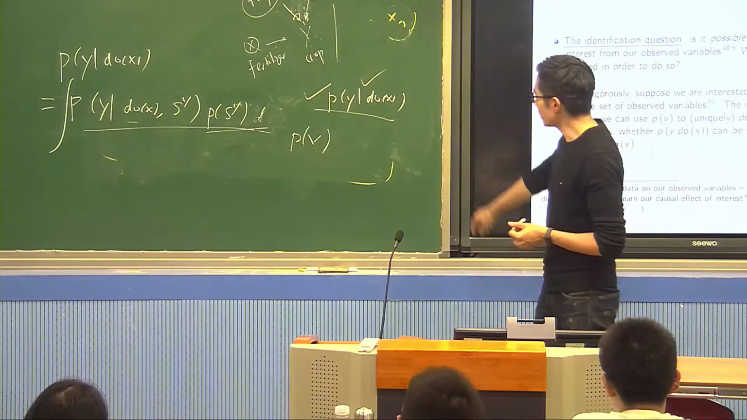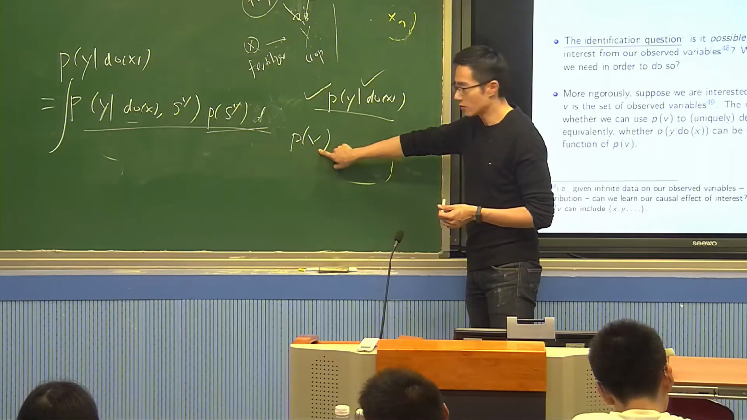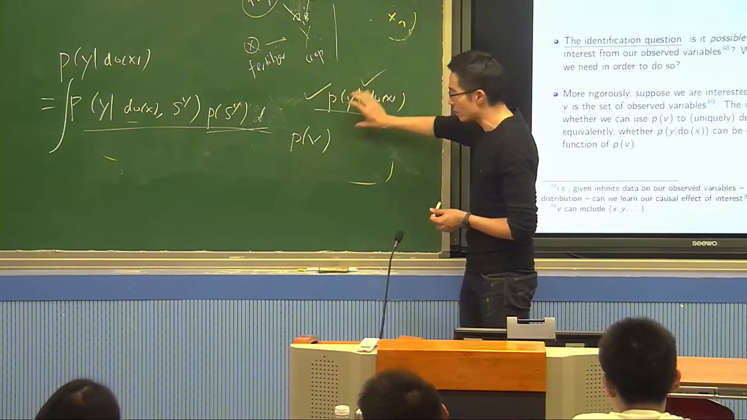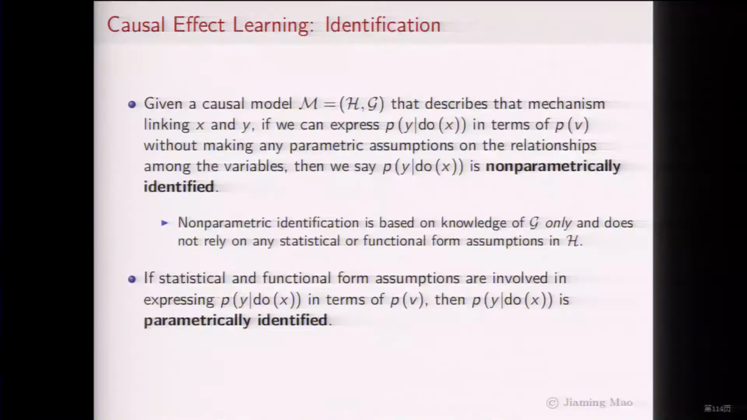How do we uniquely determine this from observation of V? Well, if we can express this in terms of probability of V, then we are done. So I will talk about this more.